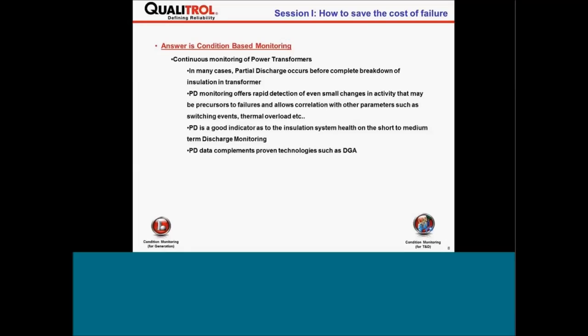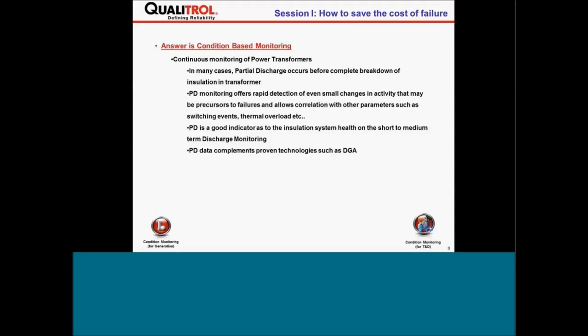You can also relate it to things like switching events, where it's been on high load, relative to the PD activity, etc. So you can actually see how things are instantaneously changing with these events. It is a good indicator that the insulation system is healthy or not, and especially it also gives you the trend over time.